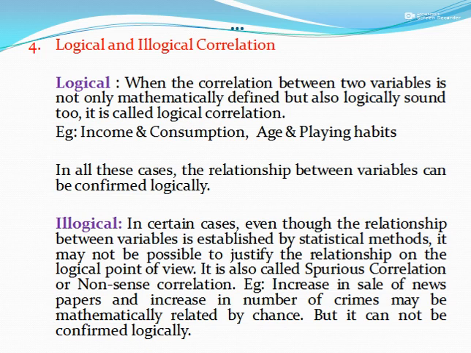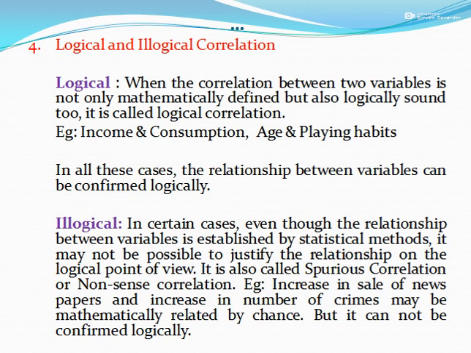Okay. Then what is illogical correlation? In certain cases, the relationship between two variables can be confirmed mathematically or by statistical methods, but it may not be possible to confirm the relationship logically. It is called illogical correlation. Okay? It is also called spurious correlation or nonsense correlation.